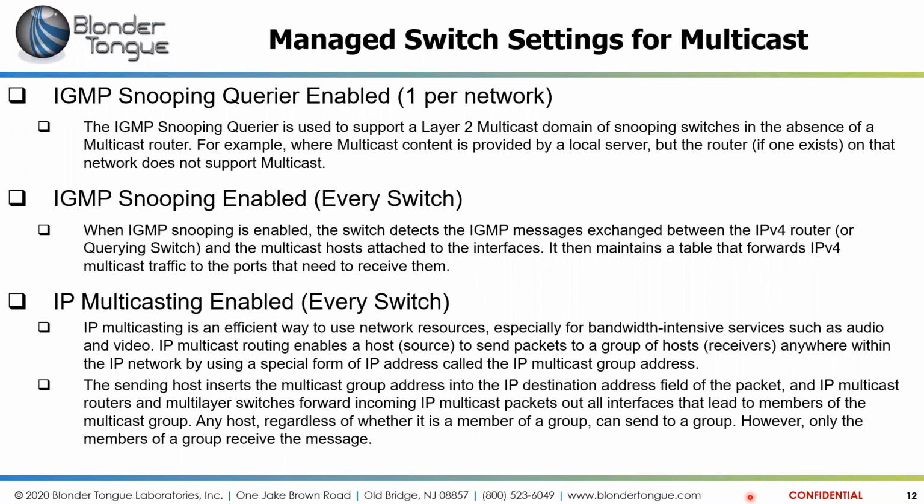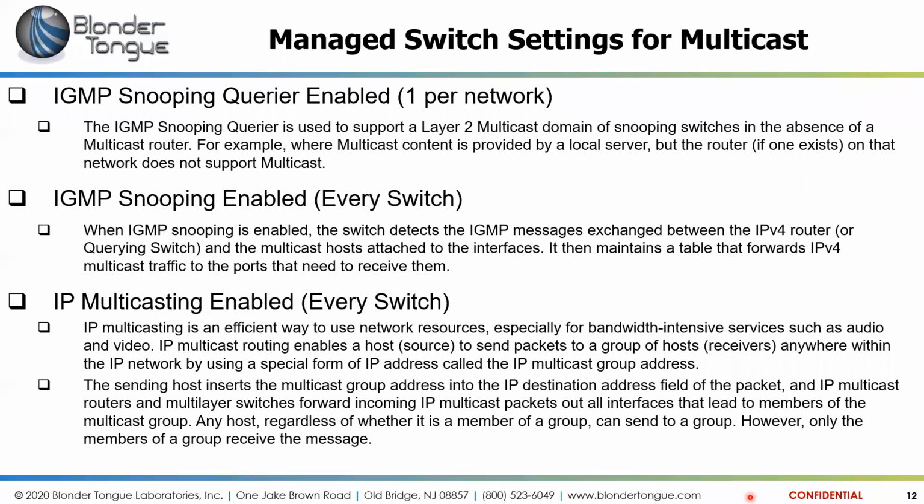So, switch settings for multicast. There are three key settings that we need on all of our switches in a network to be able to properly distribute a multicast signal, again, without flooding or overloading our network. I'm going to start with IGMP, Internet Group Management Protocol, snooping querier enabled.